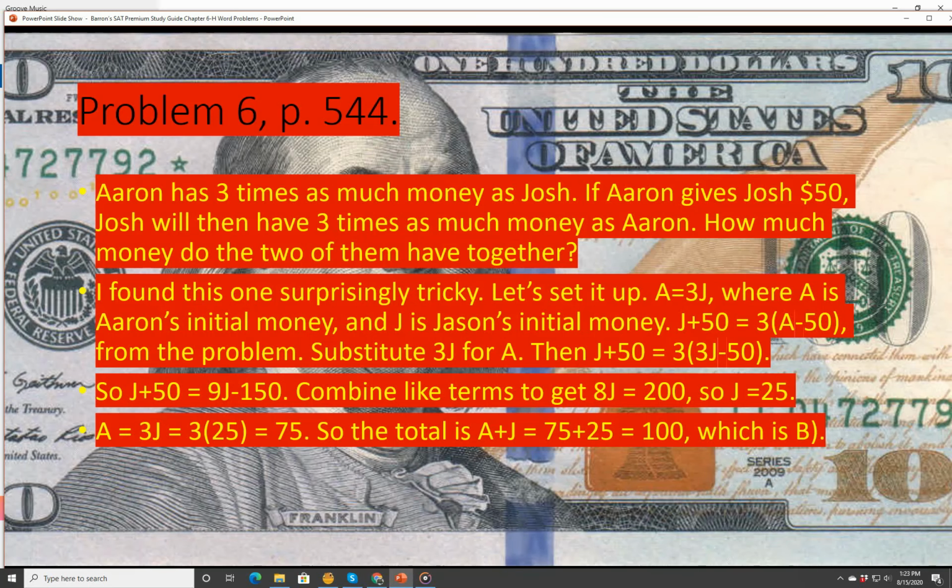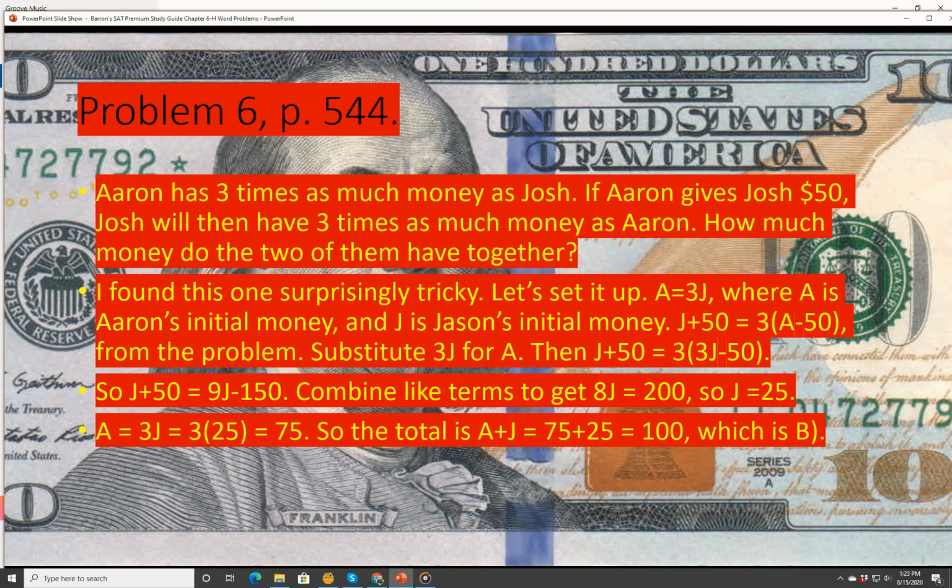Problem 6, page 544. Aaron has 3 times as much money as Josh. If Aaron gives Josh $50, Josh will then have 3 times as much money as Aaron. How much money do the two of them have together? I found this one surprisingly tricky, so let's set it up.